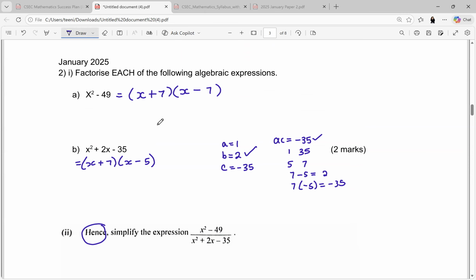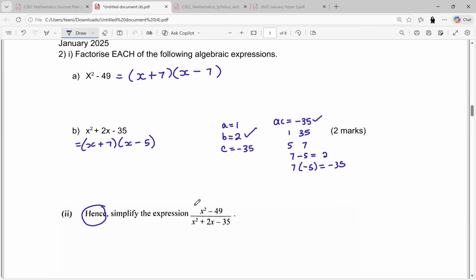Sometimes you will see hence or otherwise. When it says or otherwise, it means that you could solve it without using the previous parts of the question. In this case, it says hence. It means that to solve this question, it's based on what you got for the first two parts here.